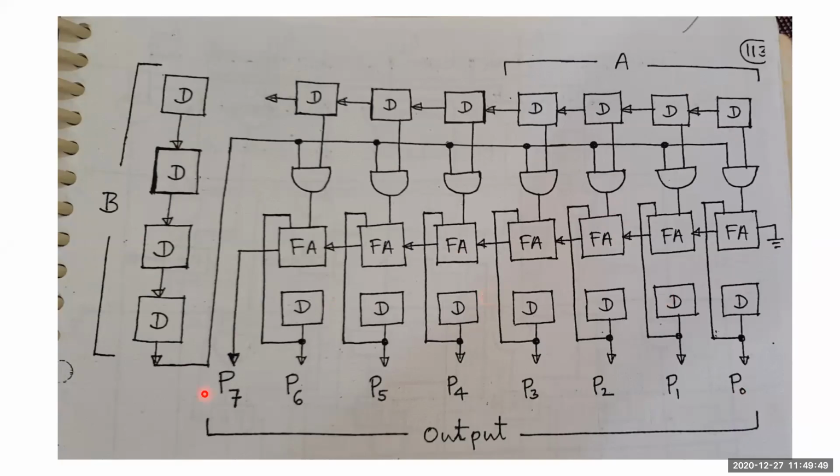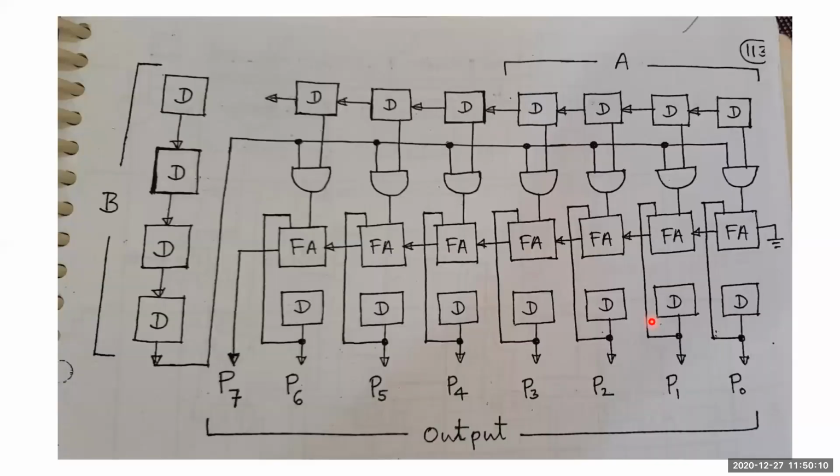So the output will be P7, P6, P5, P4, P3, and up to P0. If you are using 4-bit numbers, a 4-bit number and a 4-bit number being multiplied, multiplicand of 4 bits and multiplier of 4 bits, if you multiply these two 4-bit numbers, you will be getting an output of 8 bits. So this was regarding binary multiplication, which is also called a serial parallel multiplier.